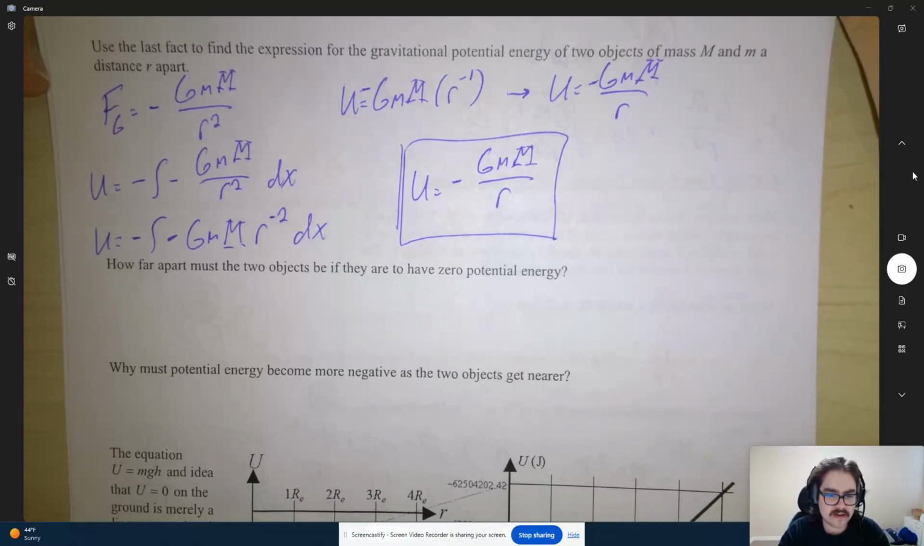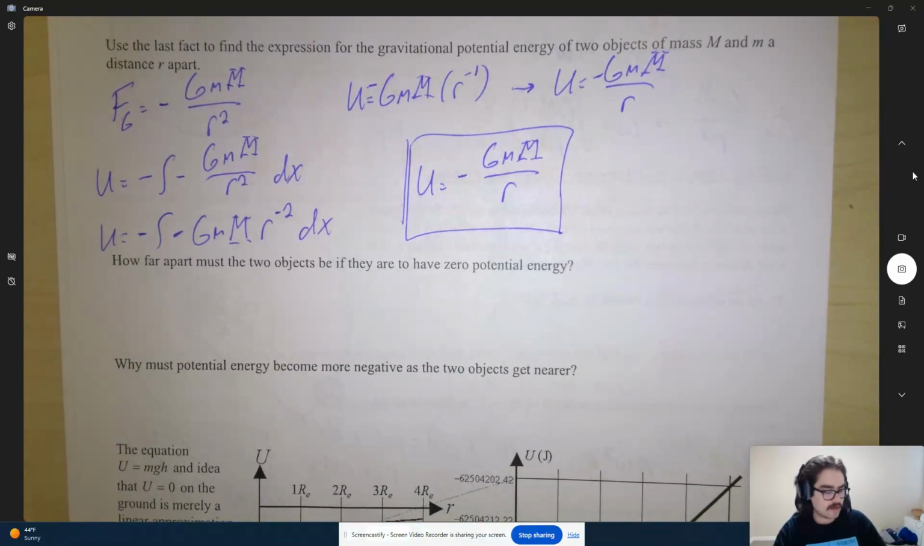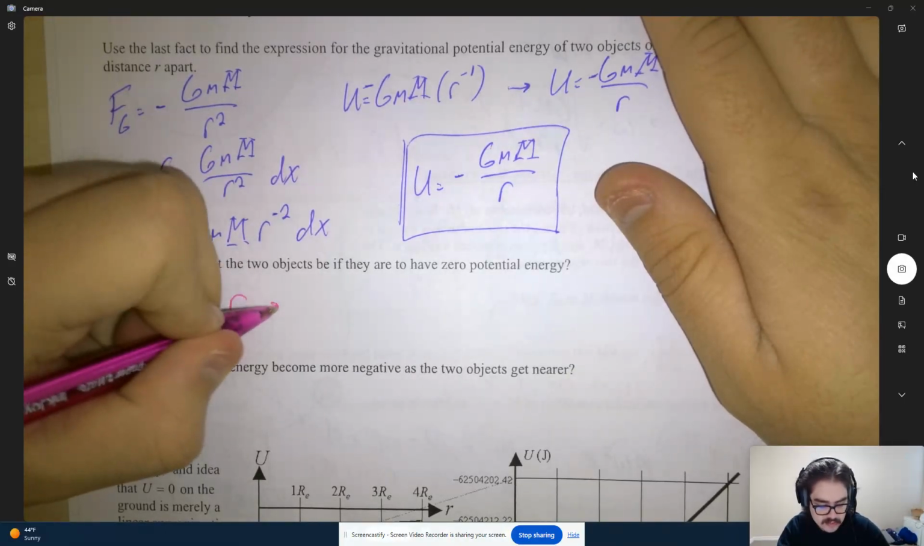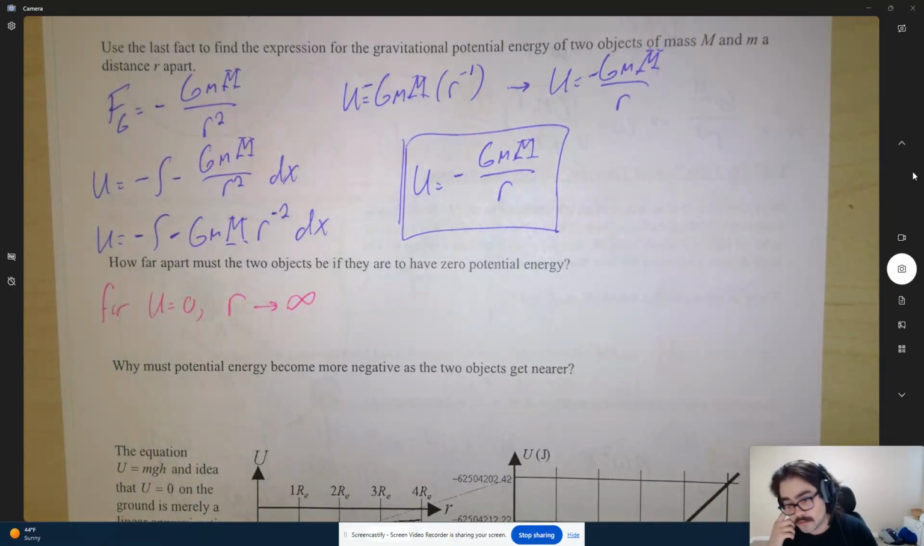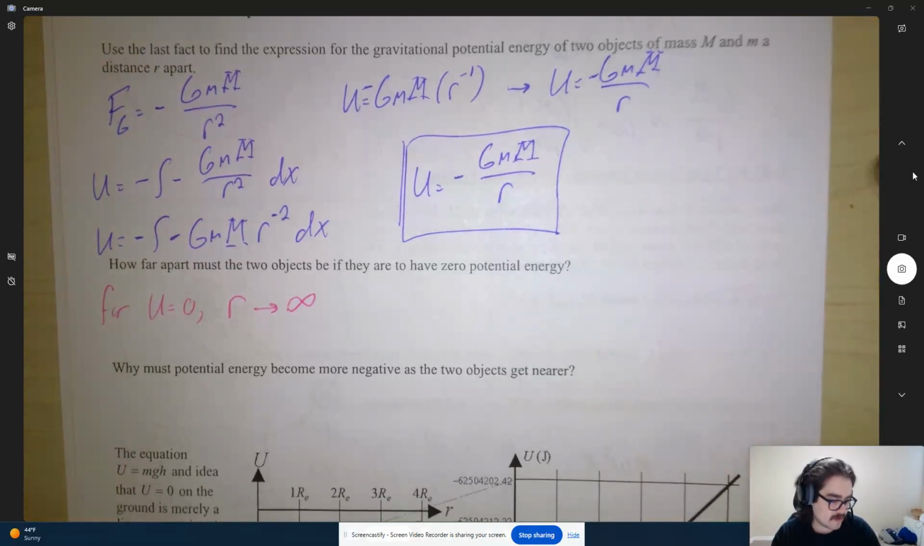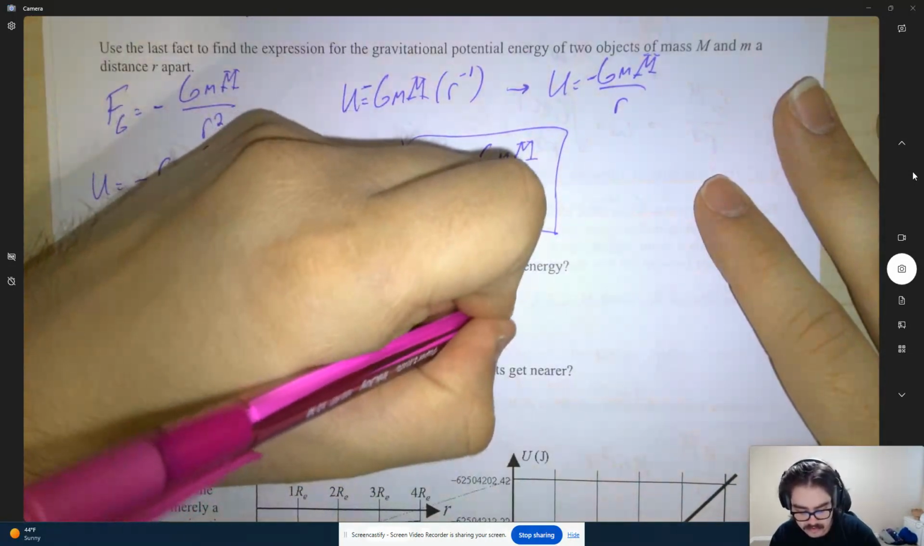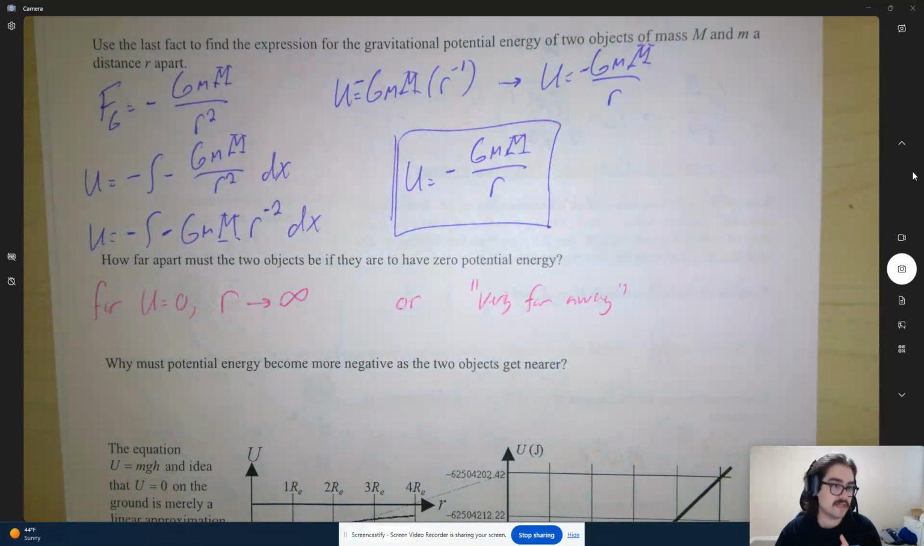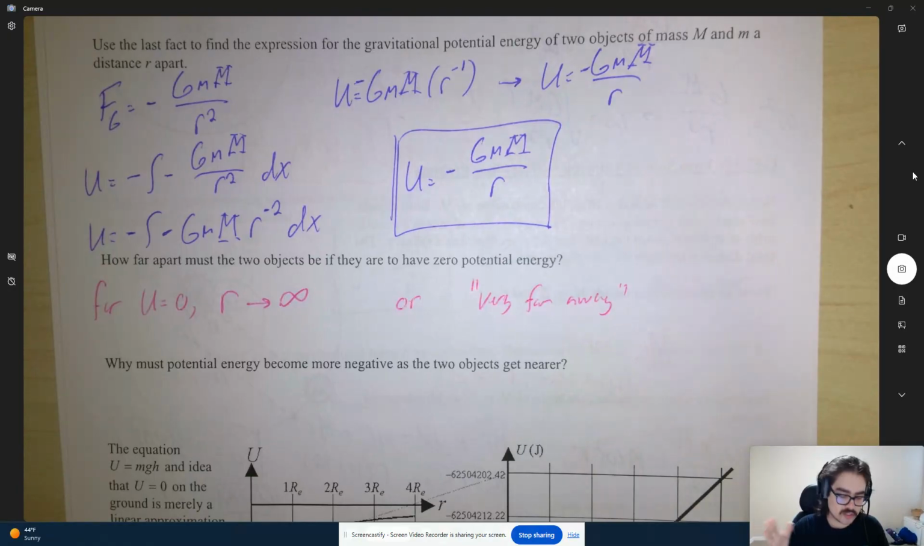How far must the two objects be if they are to have zero potential energy? Well, we use a very professional physics term to describe this. We say that for the potential energy to be equal to zero, the distance needs to go to infinity. You might see this represented in multiple different ways. It may say that the spaceship is infinitely far from the planet, but it will more than likely say this very professional physics term, which is very far away. So if the problem says the spaceship initially starts very far from the planet, it means that it's infinitely far. Yes, that's not technically proper. I don't think they care, and I don't care. So just know that if you see very far away, it means infinitely far away.